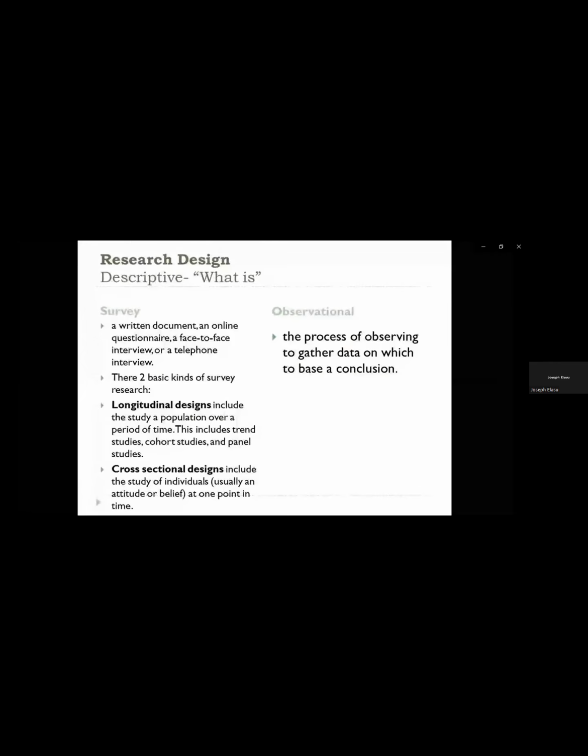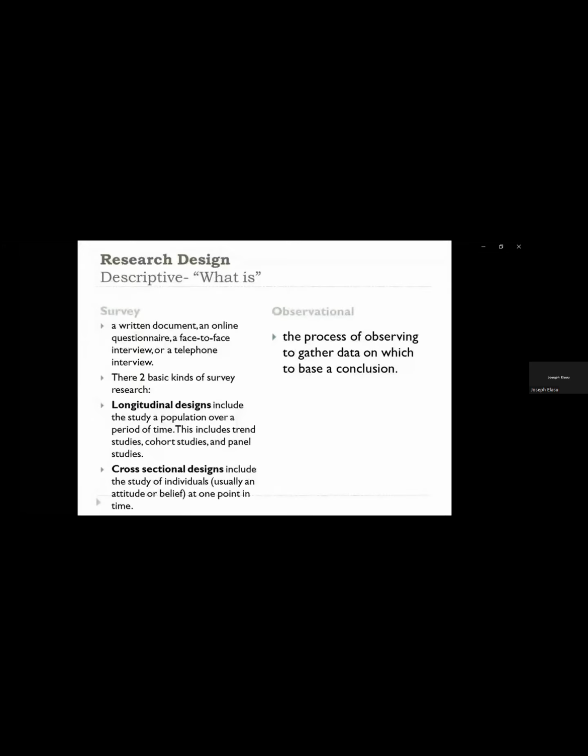So maybe going back to our example of Charlie, maybe he wants to study the academic achievement of students identified with anxiety disorder in their freshman year of college, their junior year of college, and their senior year of college. He's studying them over a period of time.